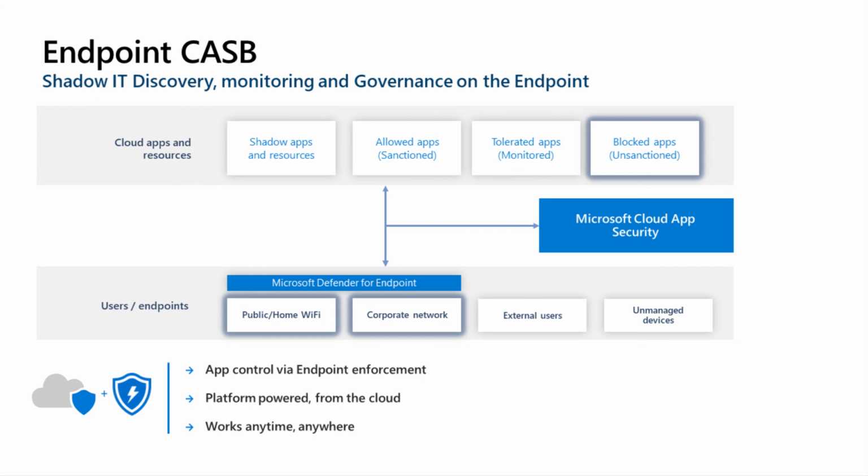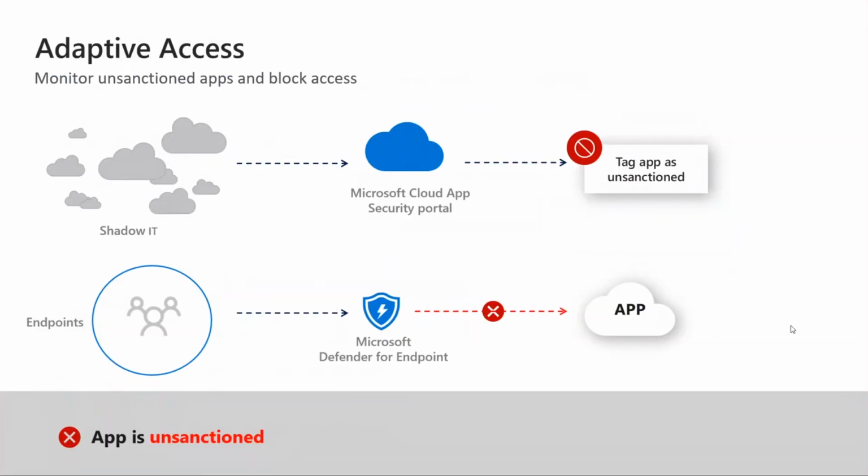Again, this is a simple single-click integration where we're immediately able to get recognition of the applications, users, IP addresses, and even devices that are accessing these endpoints from the home Wi-Fi or corporate network. It works anytime and anywhere as well, and is all powered from the platform, from the cloud. So how does adaptive access tie into endpoint CASB?